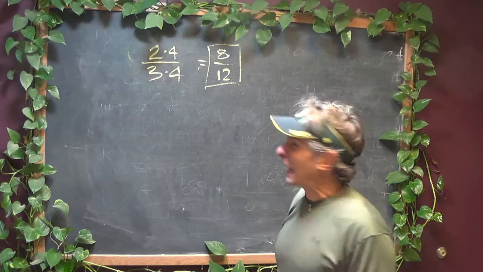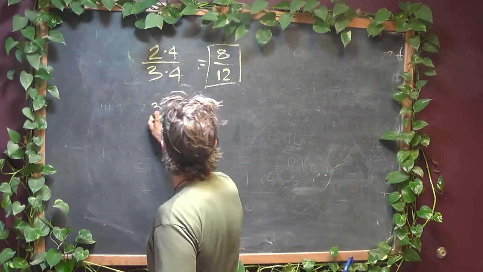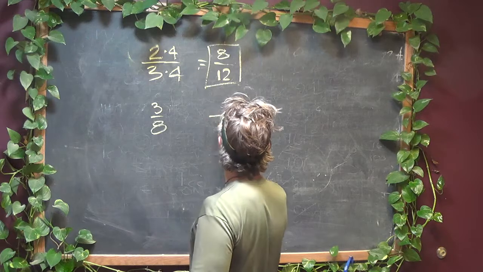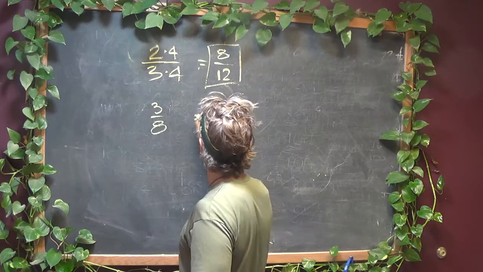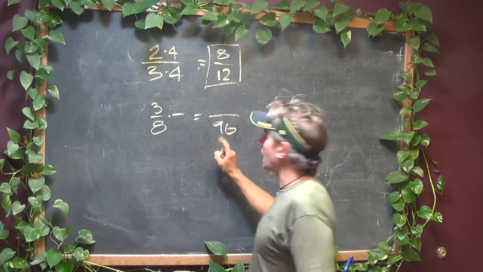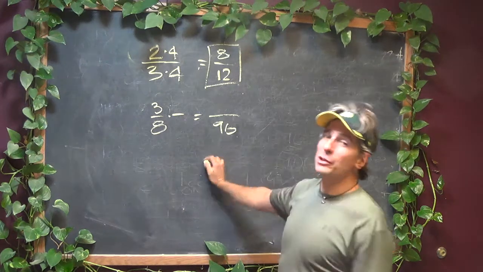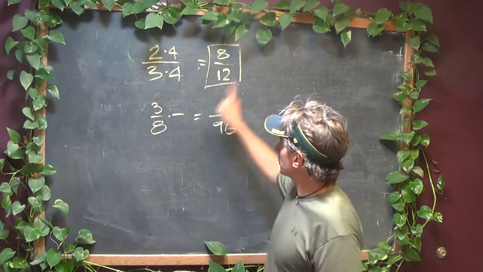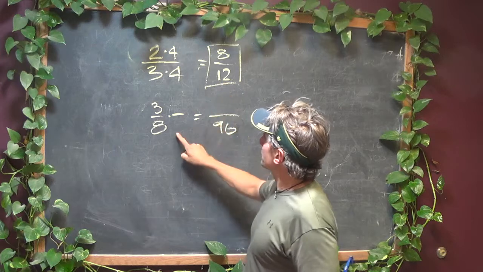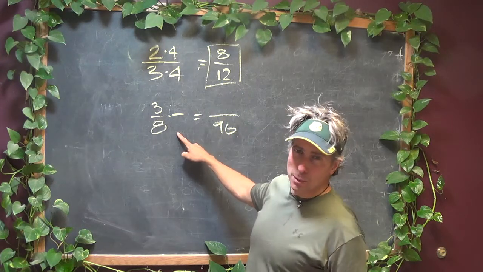3/8 with the denominator of 96. So 3/8, but we've got to get to a 96 in our denominator. So 8 times what is going to give you 96? I bet the way you're doing these, this one you probably do in your head. But this one you might not have been able to.